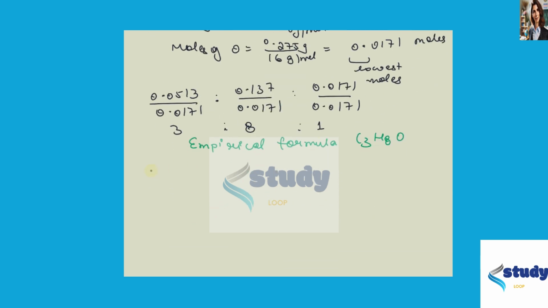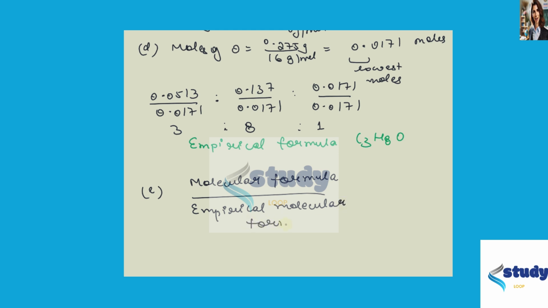Now after that we have to find the molecular formula. Here we have to find the n factor. The n factor is equal to the molar mass of the molecular formula divided by the molar mass of the empirical formula. The molar mass is already given in the question, so we can find this.